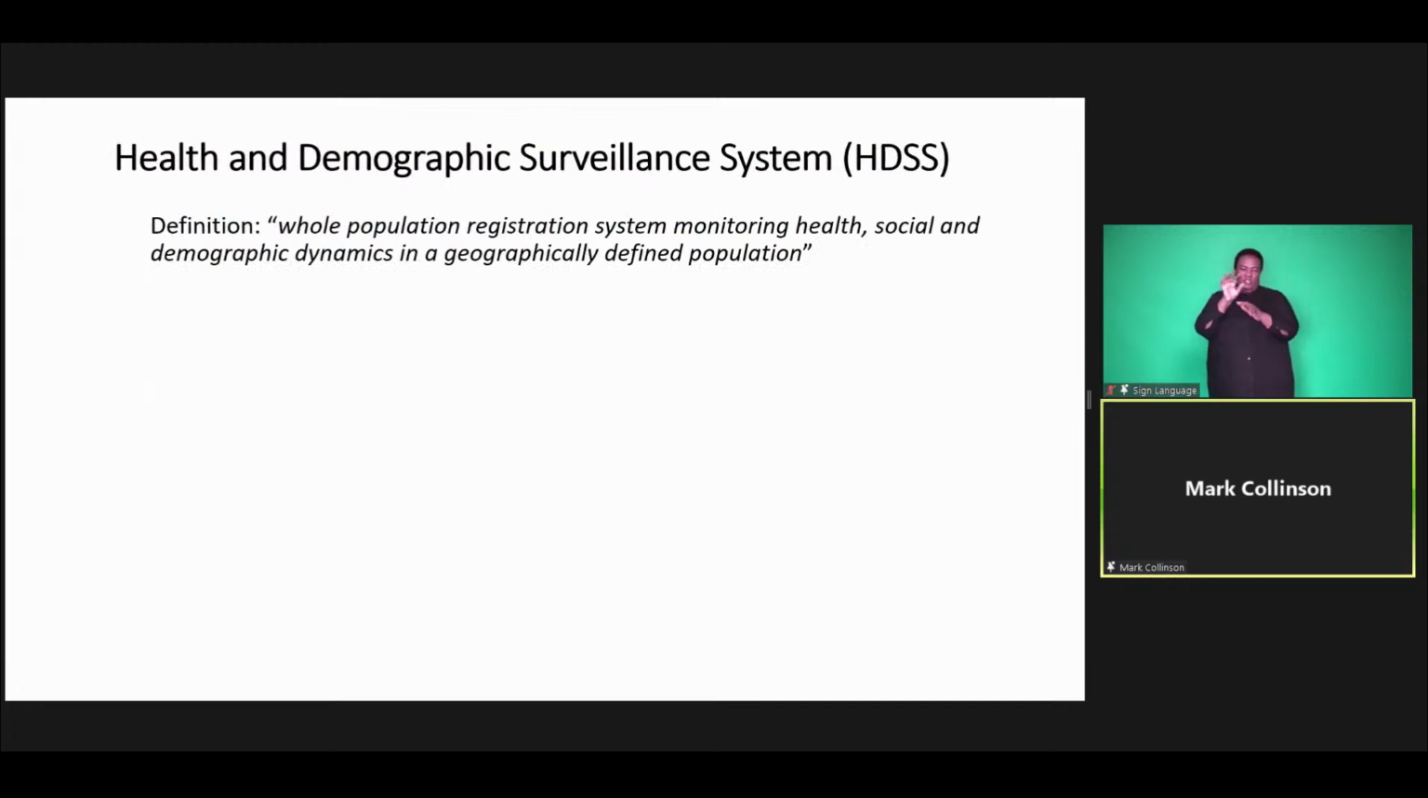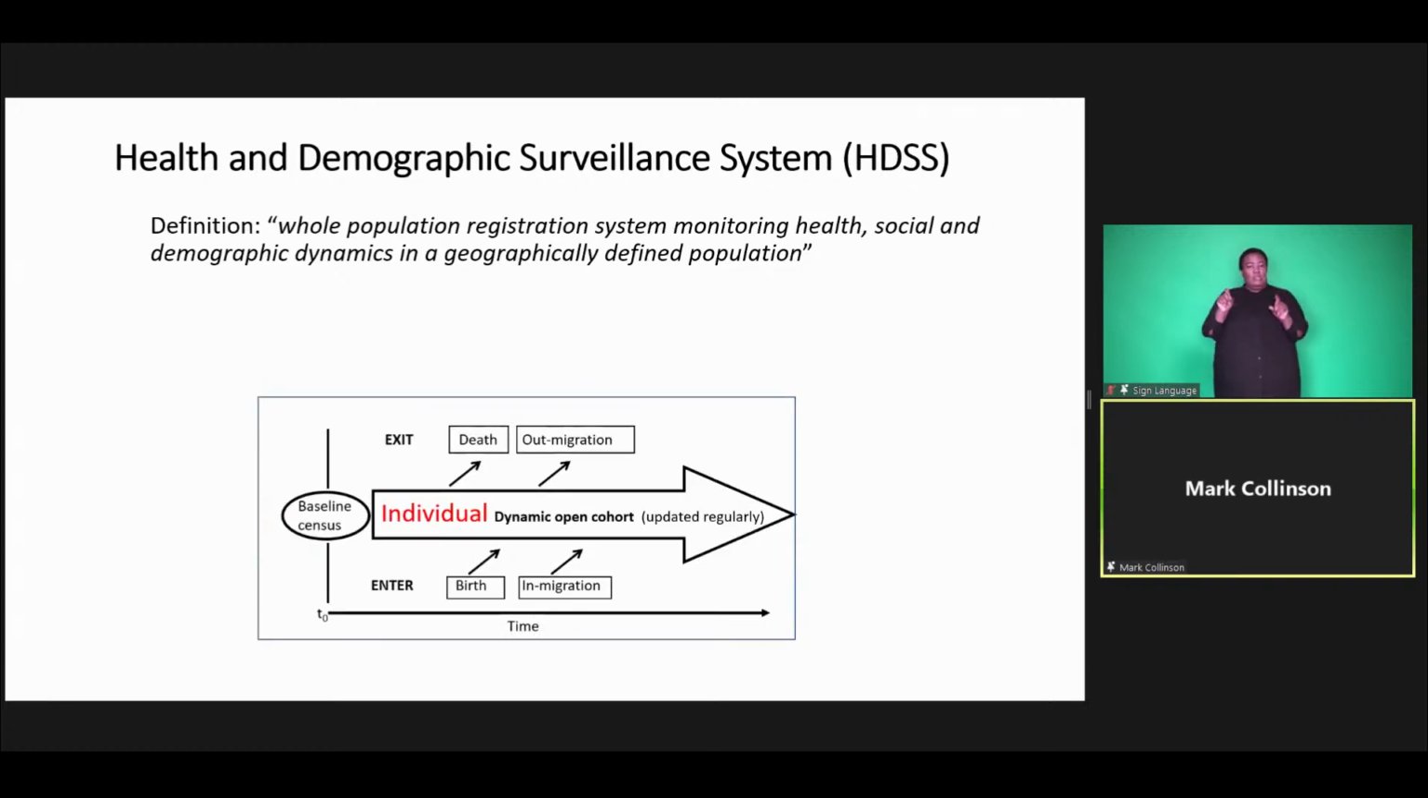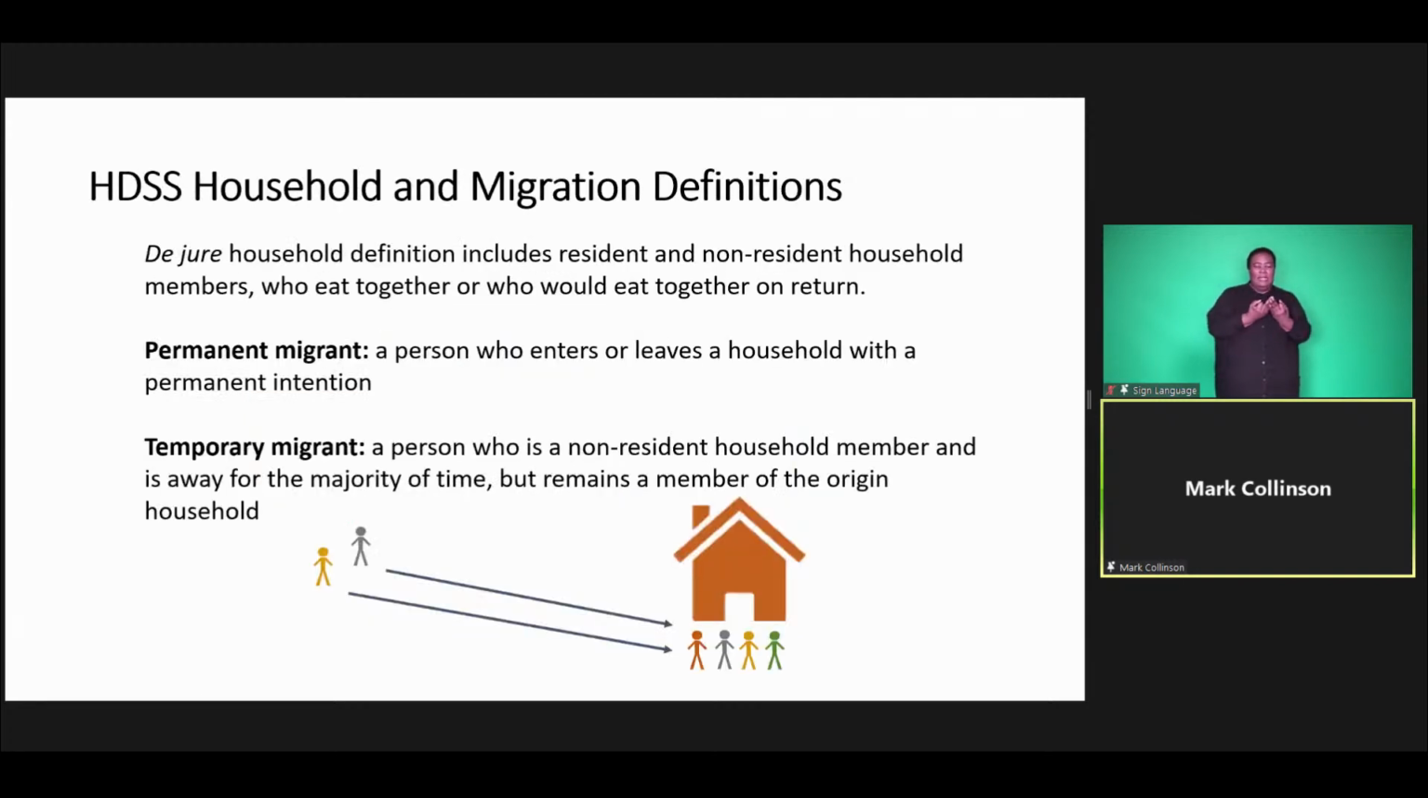Now the HDSS, the Health and Demographic Surveillance System, the principle here from a data point of view is that there's a baseline census, and then everybody moving in after that baseline census is updated with daily precision. Births, entering in migration, and every out migration of a person leaving. When these are managed and kept with some level of precision, you get a dynamic open cohort of individuals, and those are located in families and households located in communities.